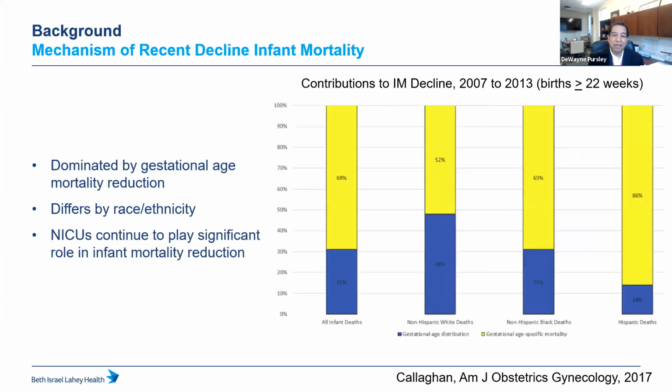Next slide, please. For all babies, these reductions in infant mortality have occurred primarily because of reductions in gestational age specific mortality. That is, babies are dying at lower rates. In this chart, 69% of the infant mortality reduction was attributed to gestational age specific mortality. The GA specific mortality reduction occurred at the same rate for non-Hispanic Black infants and was even higher for Hispanic infants. So taken together, this data suggests that NICUs continue to play a key role, not only in infant mortality reductions, but also in the reduction of infant mortality racial disparities. NICUs have a really important role in both reducing mortality as well as reducing racial disparities in mortality.